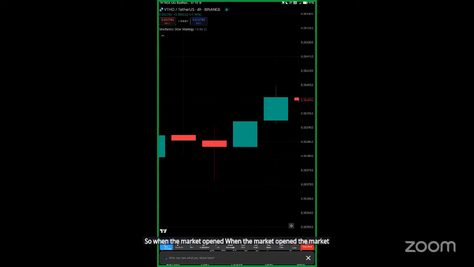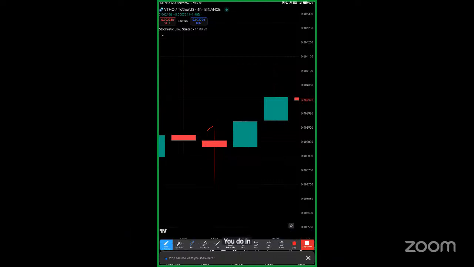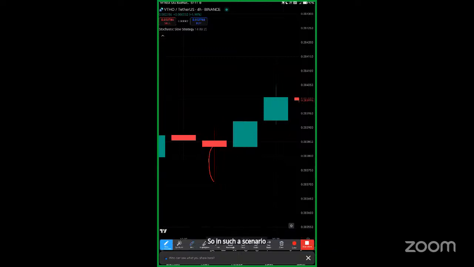when you look at a candle with a long lower shadow and a short upper shadow, in such a scenario, first of all, it means that the sellers flexed their muscle to this level. I said that sellers push price down. So there was more selling activity than buying activity. That's why the price came down to this level.